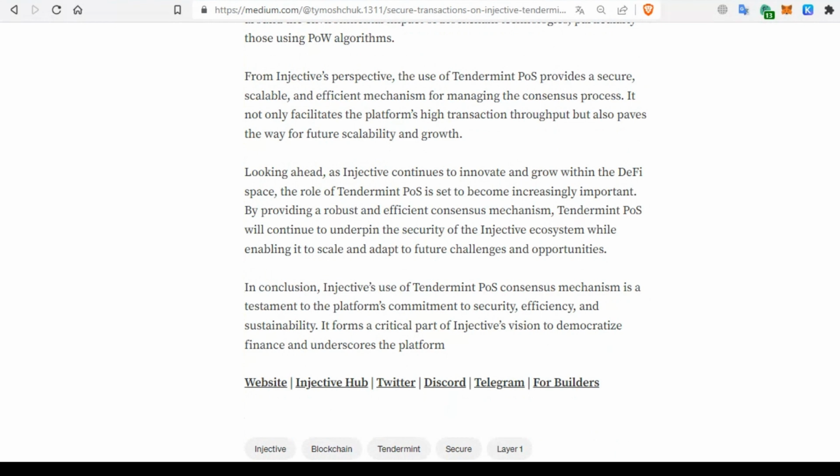In conclusion, Injective's use of the Tendermint PoS consensus mechanism is a testament to the platform's commitment to security, efficiency, and sustainability. It forms a critical part of Injective's vision to democratize finance and underpin the platform.